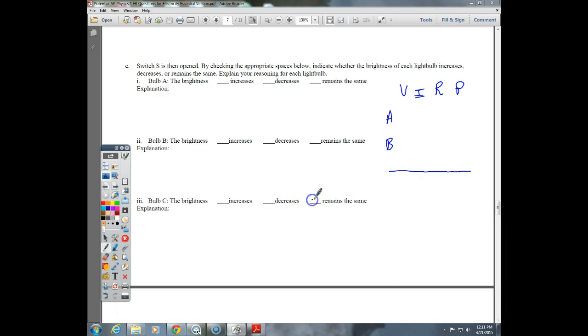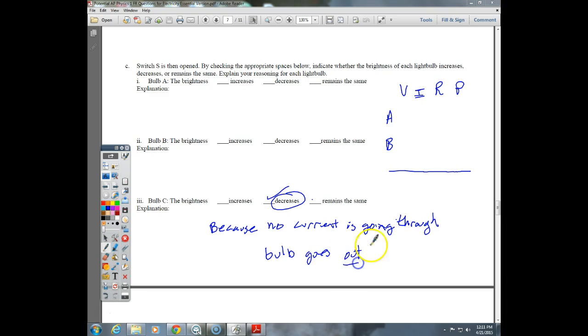So here we're going to say this one decreases, and it's because no current is going through. So because no current's going through, the bulb goes out. So the bulb goes out for letter C. So that one you don't have to worry about.